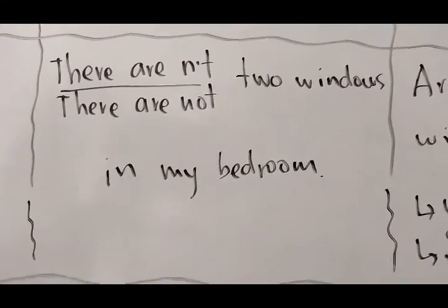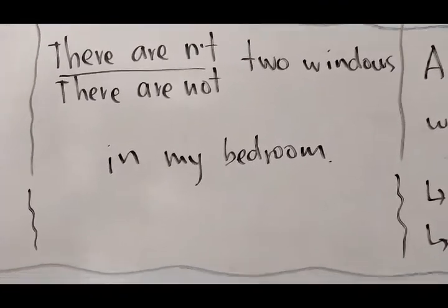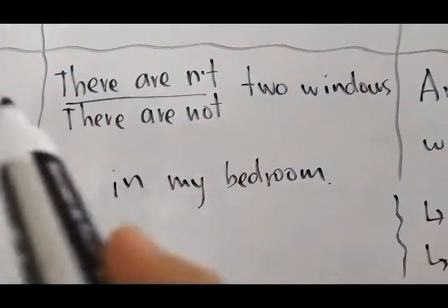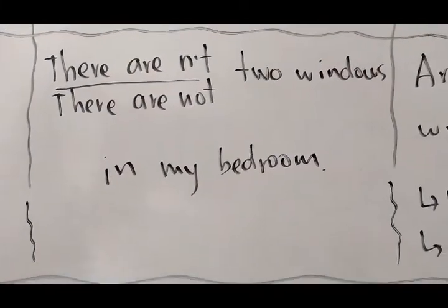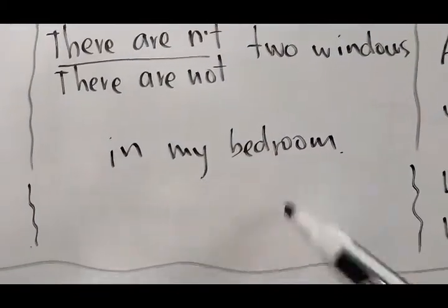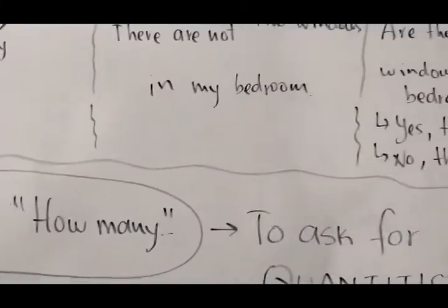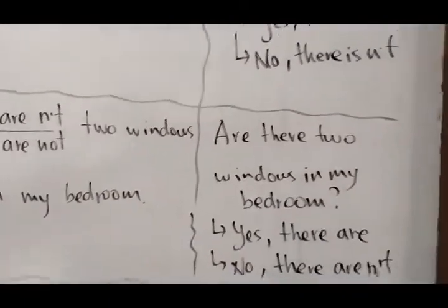For example, we have here an example using there are. There aren't 2 windows, or there are not 2 windows. So both are okay. So there aren't 2 windows in my bedroom. No hay 2 ventanas en mi cuarto. Let's go with an example using a question. So, ¿cómo preguntamos hay tal cosa?